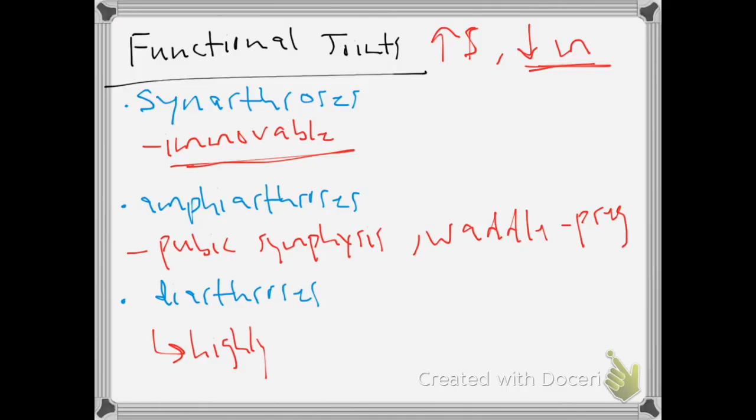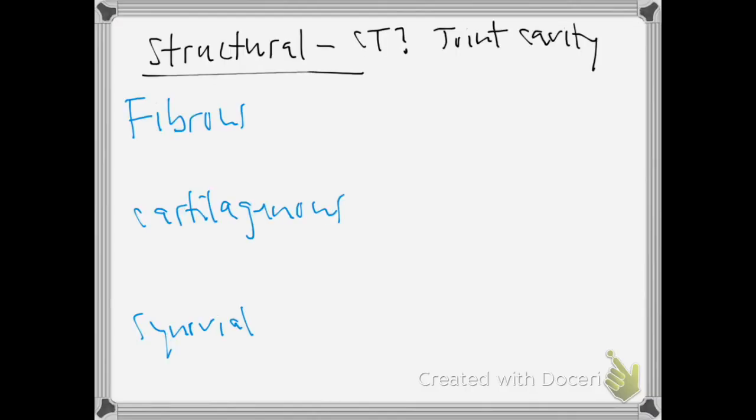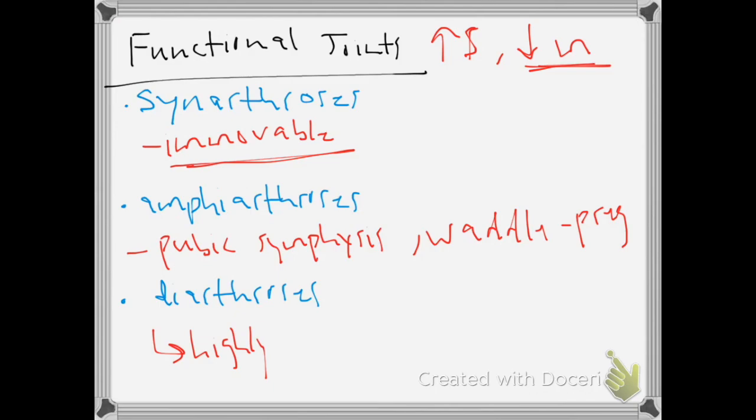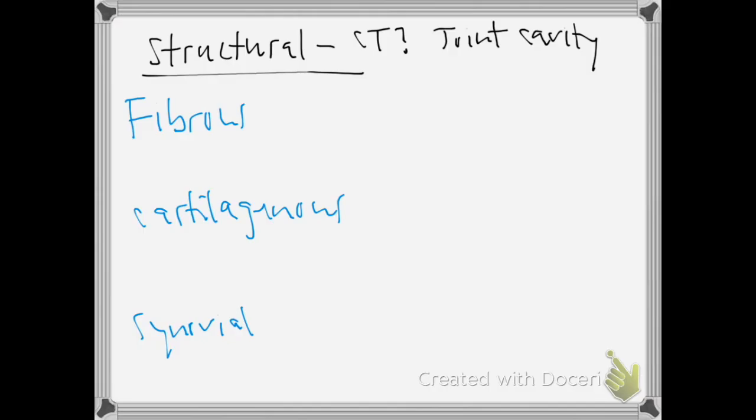Then we want to look at structural classification. So let me write some stuff up. All right, so for structural classifications, we want to ask two questions. When we looked at functional classification, we asked one question, and that was the amount of movement. So is movement free? For structural classifications, we want to ask two questions. One, what type of connective tissue is present? The other, is there a presence or absence of a joint cavity? A joint cavity is a space between these two bones.